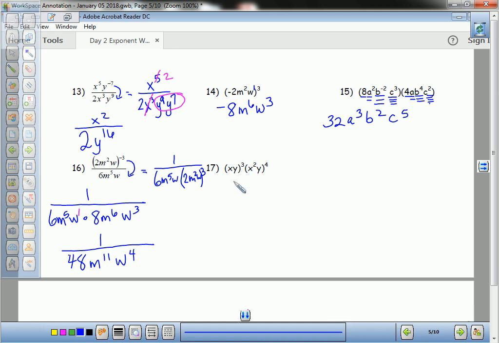Finally, we have powers here, and so we'll go ahead and raise these to the powers. Power to a power, you're going to multiply, so that becomes an 8. And now we're multiplying like bases, so we add the exponents. All right, if you have any questions about 13 through 17, make sure you ask.